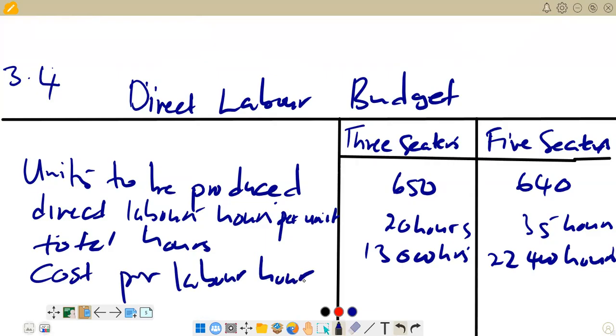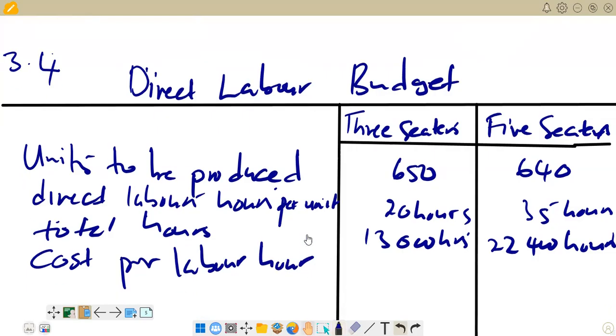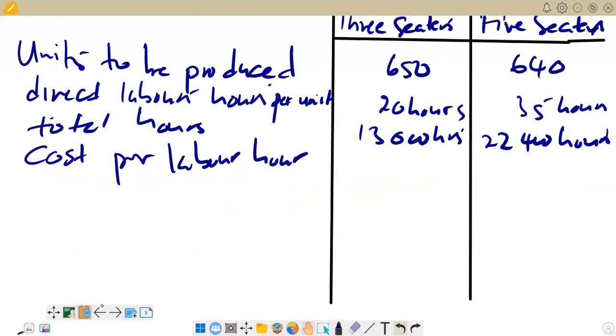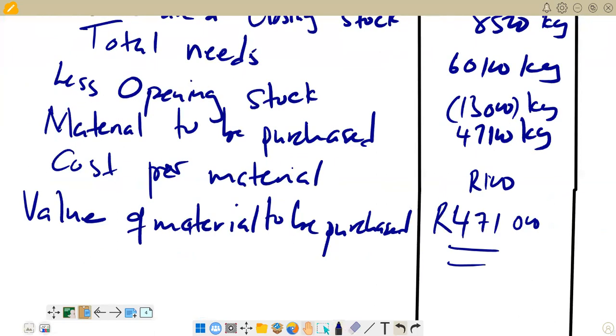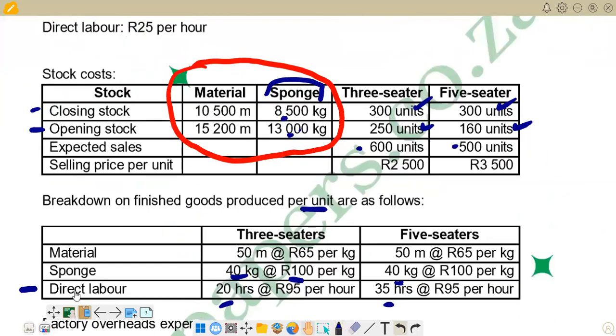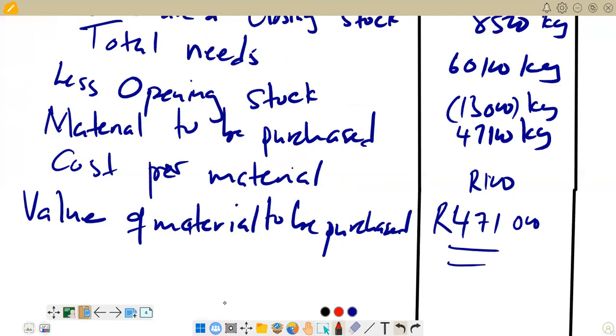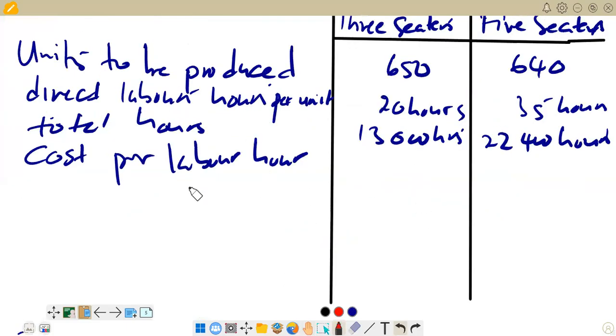The cost per labor hour, obviously, we are going to get from the question again. So we go back there to check what we have in terms of cost per labor hour. Remember, direct labor is here. The cost per direct labor hour is 95 here and 95 here, similar. So we enter that: 95 and 95. And remember, this is in rands.